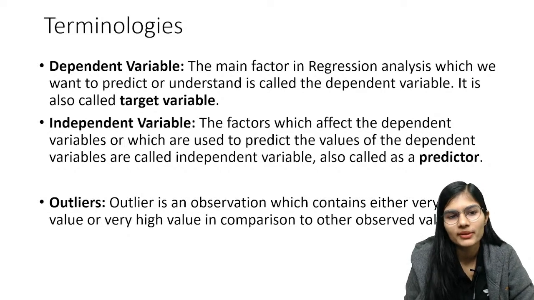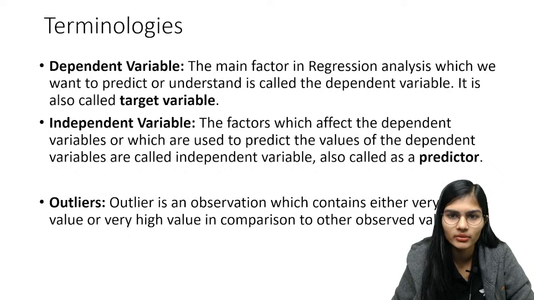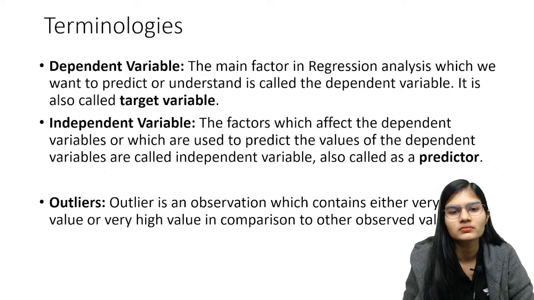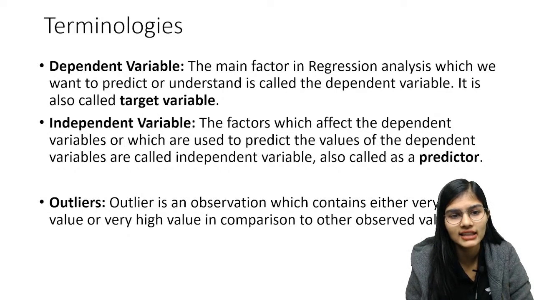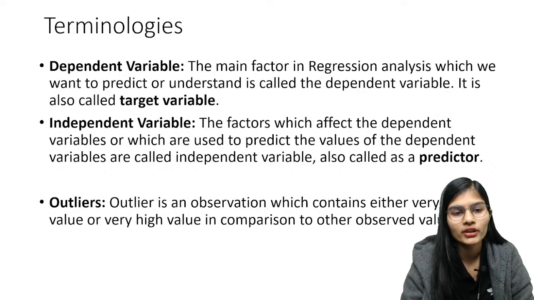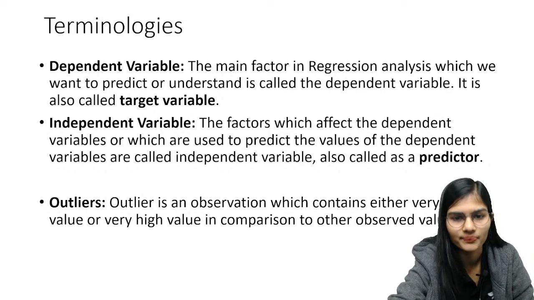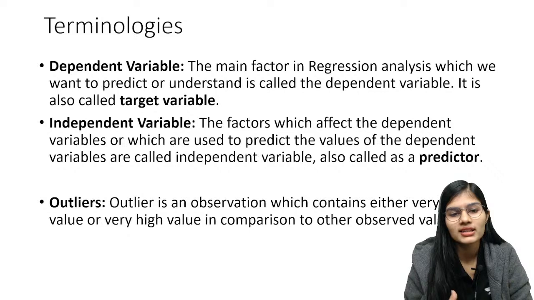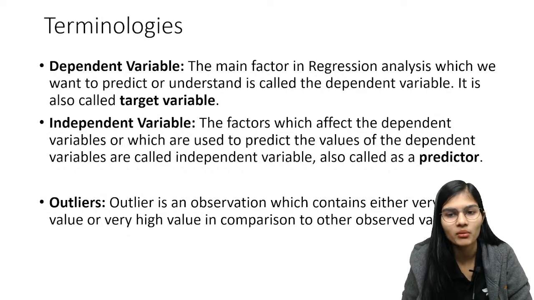Right, next we have a few terminologies which we have to be very clear with. First, let's go with the dependent variable. Whatever the main factor we want to predict is known as the dependent variable, or the target variable. Talking about the independent variable, these are the variables which are used to predict the values. Whatever factors the dependent variable depends on are known as your independent variables or predictors.